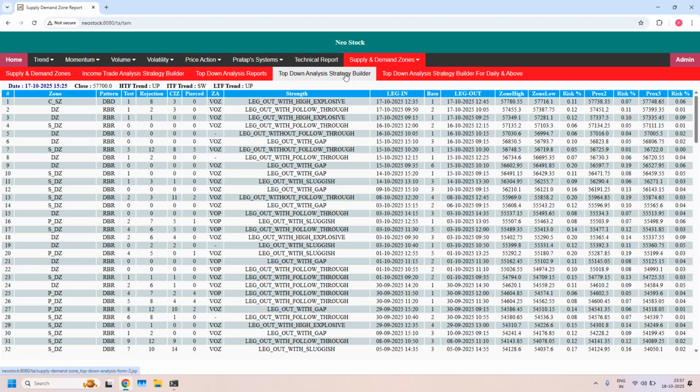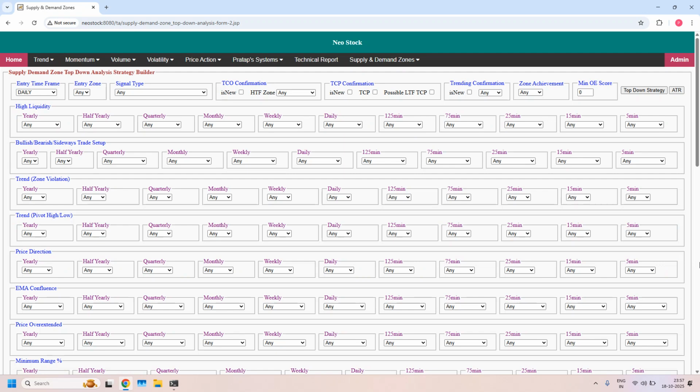Next, I will generate sideways, bullish and bearish trade setups for monthly, weekly and daily income trades. So starting with monthly income trade, sideways long trade setup, entry time frame should be daily, entry zone, demand zone, bullish, bearish or sideways trade setup parameter at entry time frame daily. I am selecting sideways long, zone achievement should be violated opposing zone, minimum odd enhance score should be 11 for sideways, 12 for bullish or bearish.